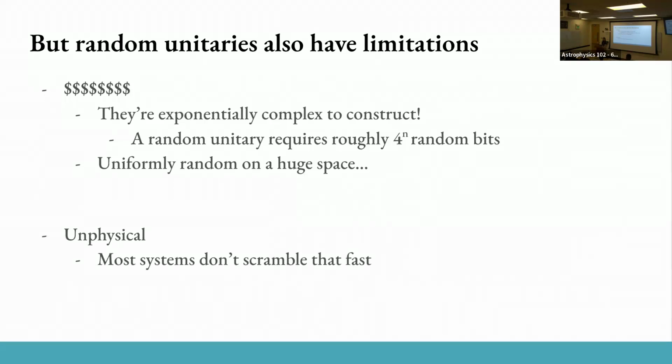The other thing that's also worth mentioning is just that random unitaries are probably unphysical. So they're really great for modeling things, and it's possible to have analytic control over these random unitaries, but most systems aren't going to scramble that fast, and you might want more realistic versions of unitaries in order to model your scrambled randomness.